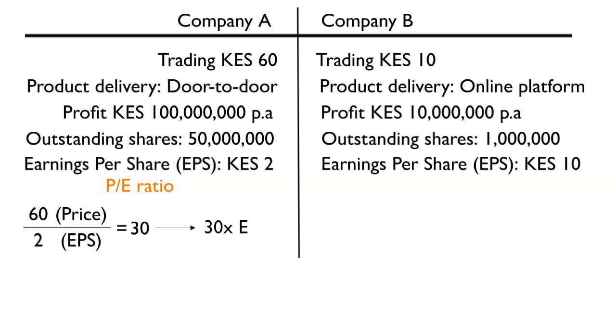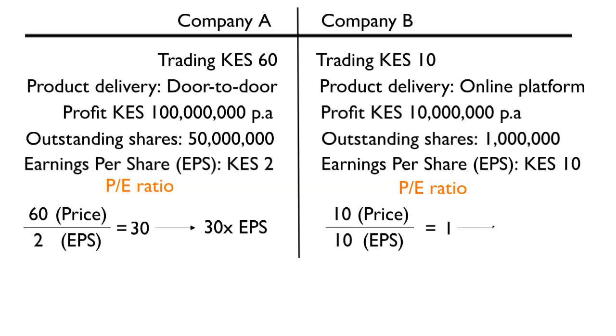Company B's PE ratio is its stock price of 10 shillings divided by an EPS of 10, which is 1, meaning it's trading at a 1-to-1 with its earnings per share. In this example, Company B, although it has the lower earnings, may be the better bargain. This time, not just based on its lower stock price, but because it has a lower PE ratio of 1 compared to Company A's PE ratio of 30. This is because the lower the PE, the less an investor is paying per shilling of a company's profits.